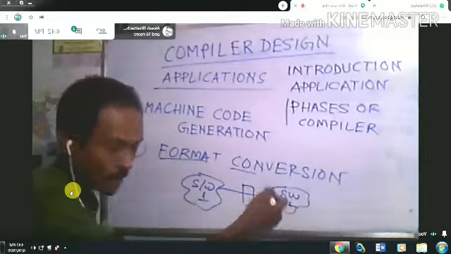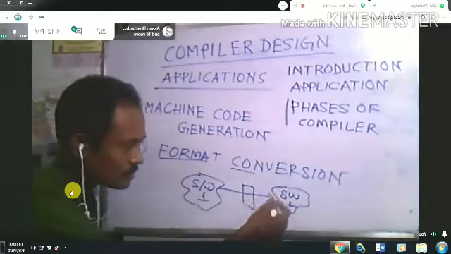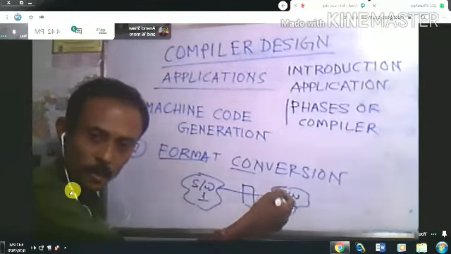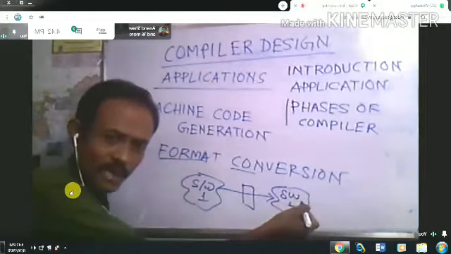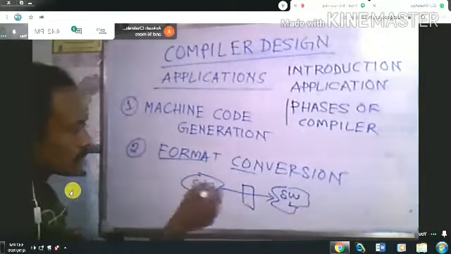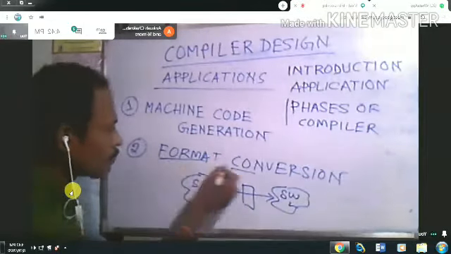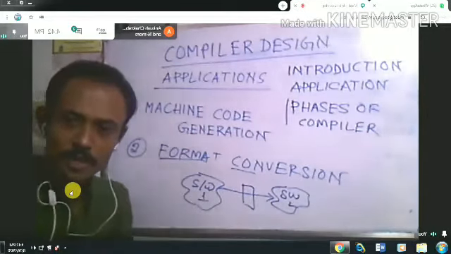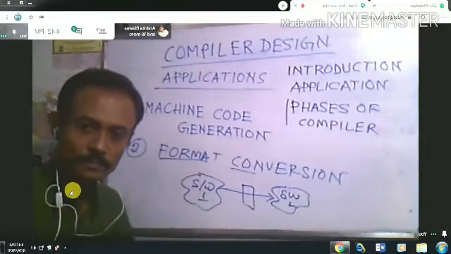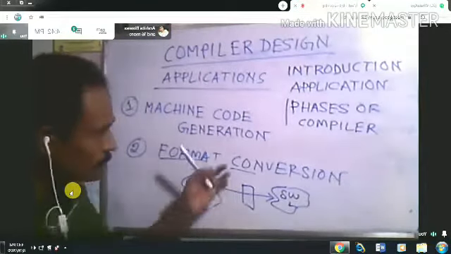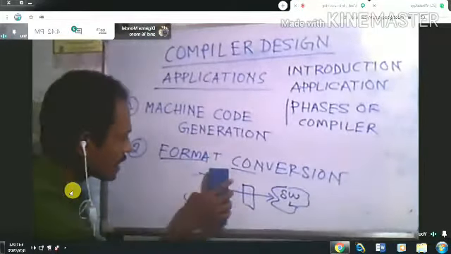What is the reason, what is the purpose? The purpose is just to make that code understandable by the other software. So this kind of application is called format conversion. So format conversion is another application of the compiler. So these are the two important applications of the compiler.